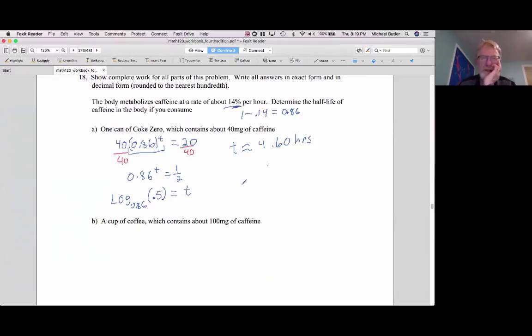What do you think? Does that make any sense? Okay, cool beans. All right. So you got a cup of coffee, which contains 100 milligrams of caffeine. So that means you got 100 times 0.86 raised to the T is equal to 50, right?